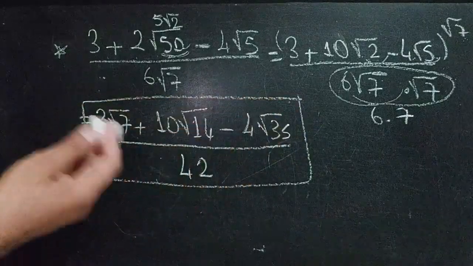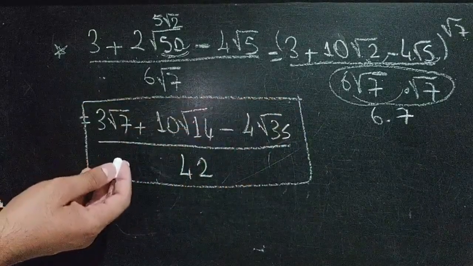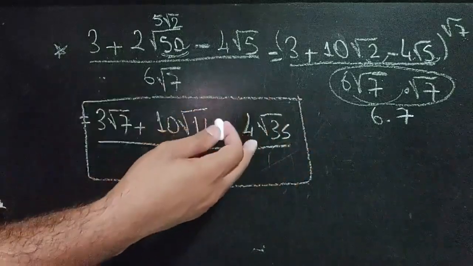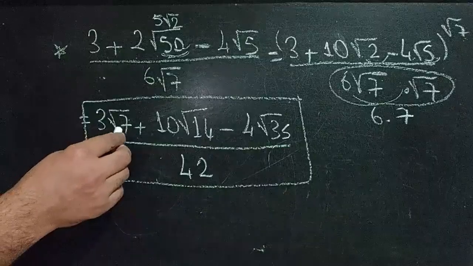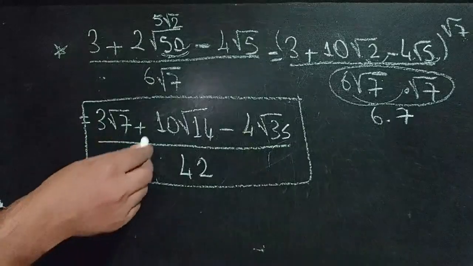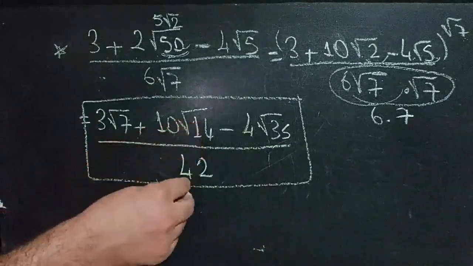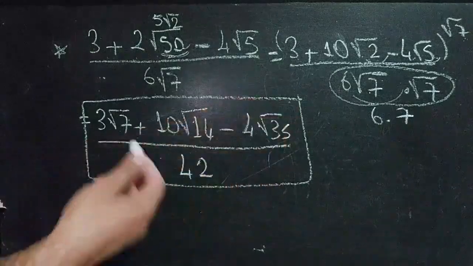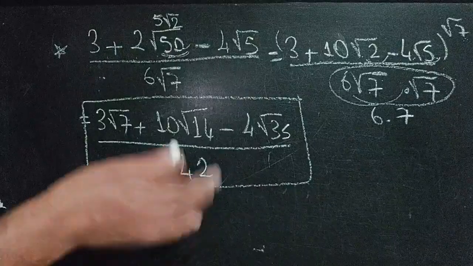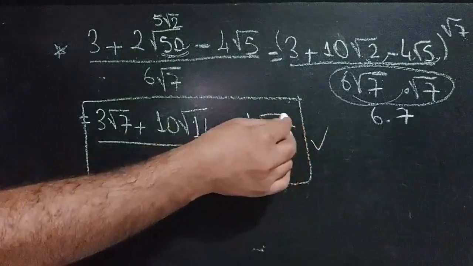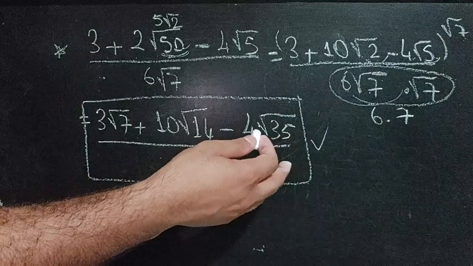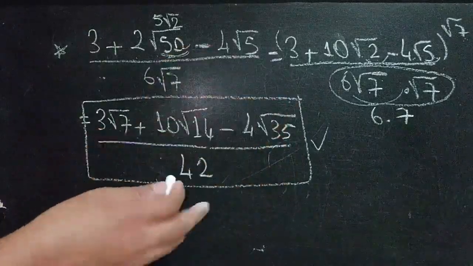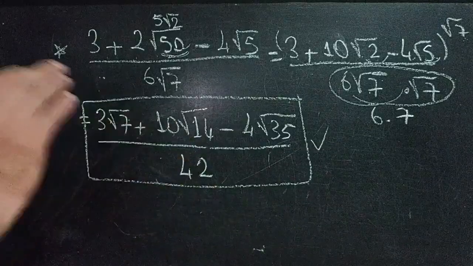So if you don't see this one in options, what do you do? You may separate them. How do you separate? 3 square root 7 over 42 plus 10 square root 14 over 42 minus 4 square root 35 over 42, and do some simplification if you don't see this one in options. When you separate them and then do your simplification, you will see that one in options. Alright.